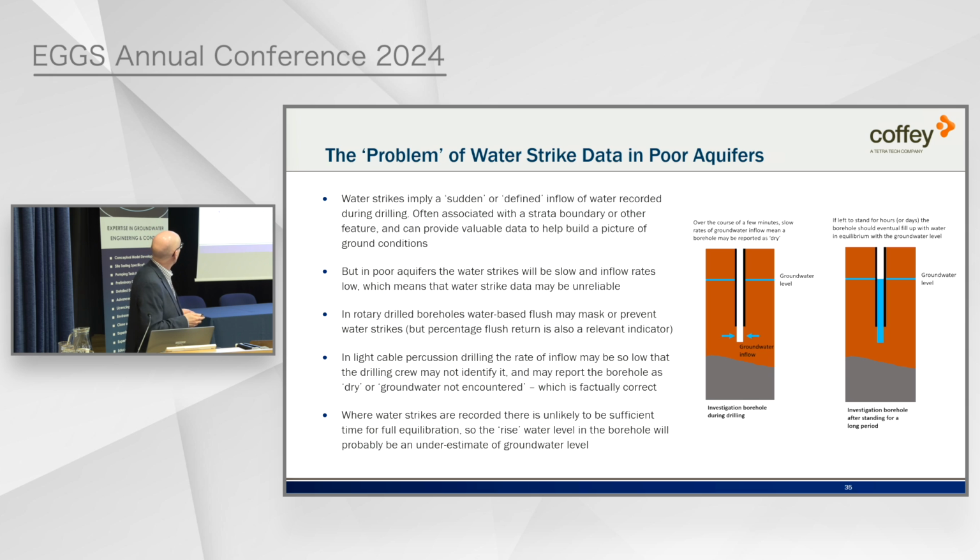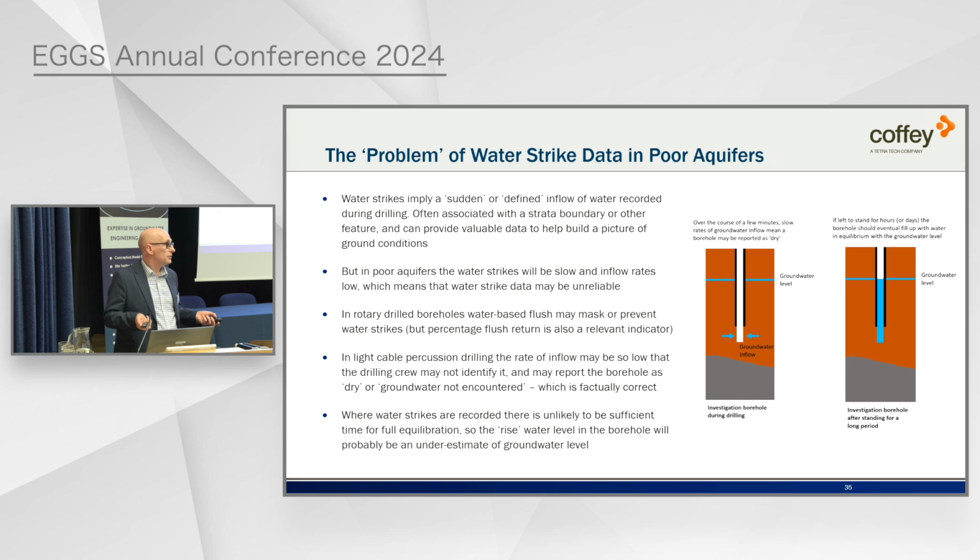So I want to talk about water strike. So again, let's define a water strike. A water strike, I think, is a sudden or a defined inflow of water recorded during drilling. And we know when you apply it to a conceptual model, it's often associated with a strata boundary or other feature, and it can provide valuable data. But the problem is in poor aquifers, the water strikes will be slow and the inflow rates will be low, which means the water strike data might not be as reliable as we'd like.